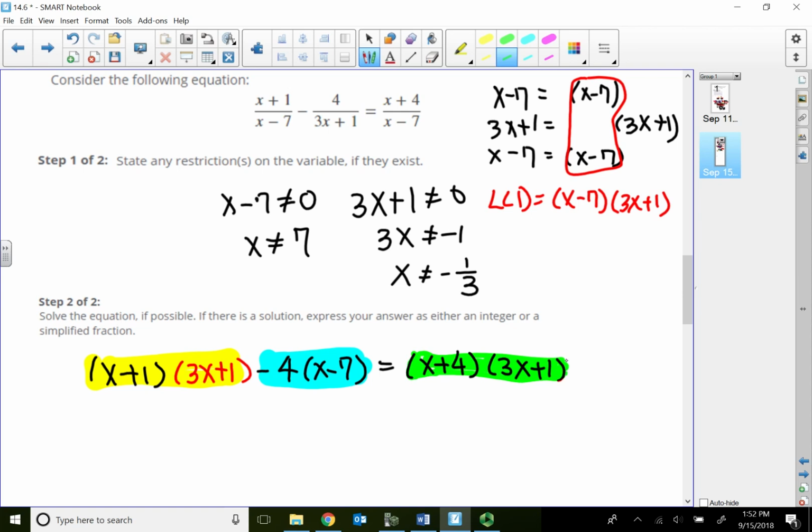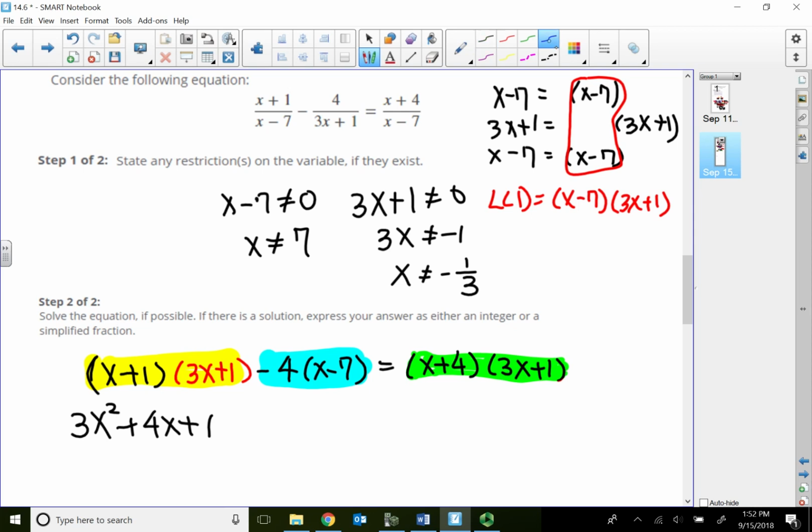So it looks like for my first term, I've got to do the FOIL method. The first thing I do is x times 3x, which is 3x squared. The last thing I do is positive 1 times positive 1, which is positive 1. My middle term comes from inner and outer combined, so that will be 1x plus 3x, which is 4x.